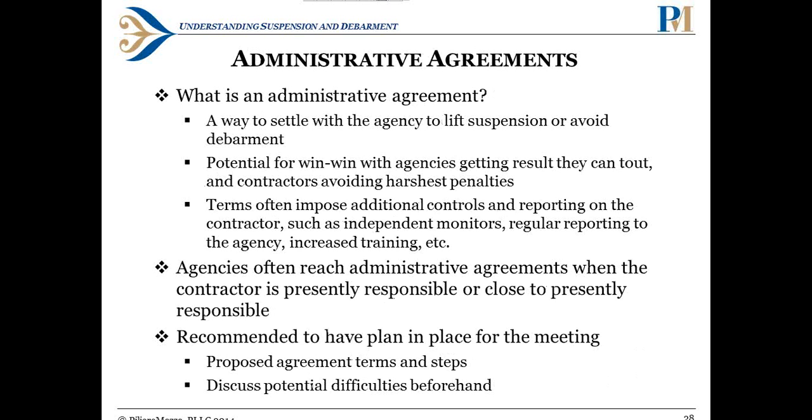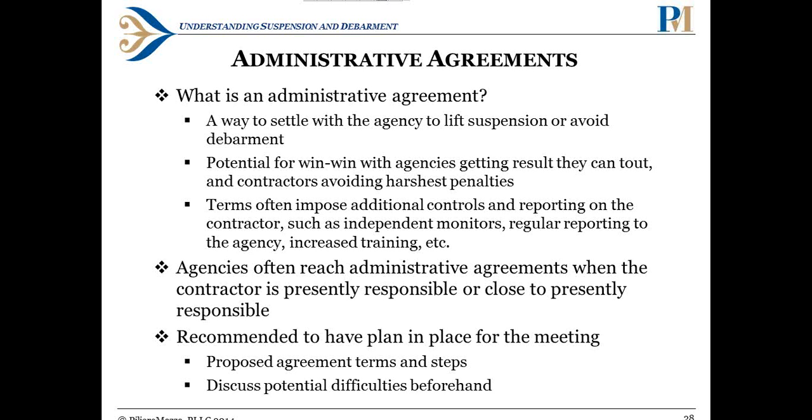Absolutely. The last slide here is administrative agreements. We're seeing an increased use of these, and the reasons are pretty simple. The standards are so low for the government to meet, and the impact on the contractor so harsh, that it really pays for the contractor to try to settle these disputes in any way that they can. An administrative agreement is a way for the agency to settle with the contractor. It's kind of a win-win for all sides because the agency can tout that they're tough on crime, while the contractor can avoid the death penalty in some cases.